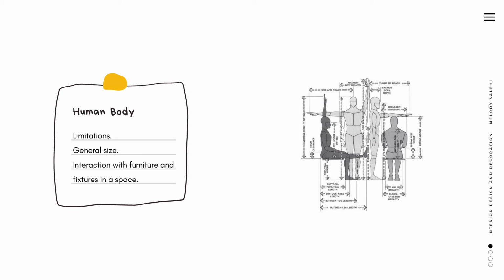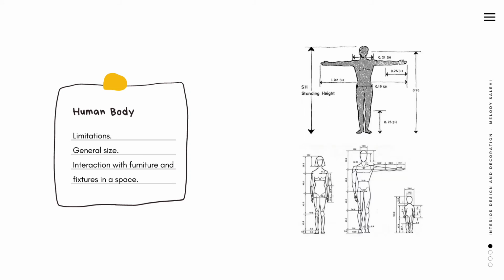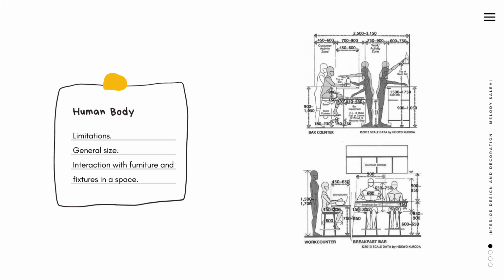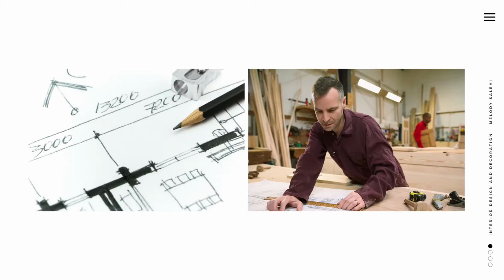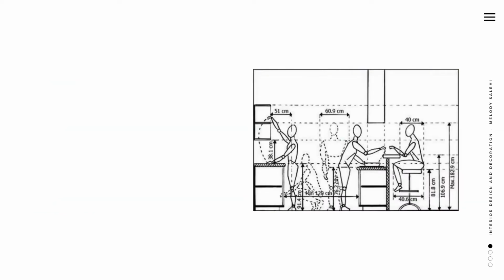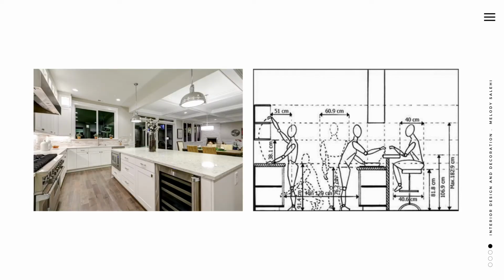This involves limitations of the human body, general size of it, and how it interacts with furniture and fixtures in a space. This especially comes into practice when designing furniture and cabinetry, as we need to be able to determine minimum comfortable spaces for particular functions such as preparation area in a kitchen. It might seem simple, but believe me, it's not, especially when you realize that you only have a certain square meter space to work with. It takes a good designer to come up with an idea or different options that are practical.